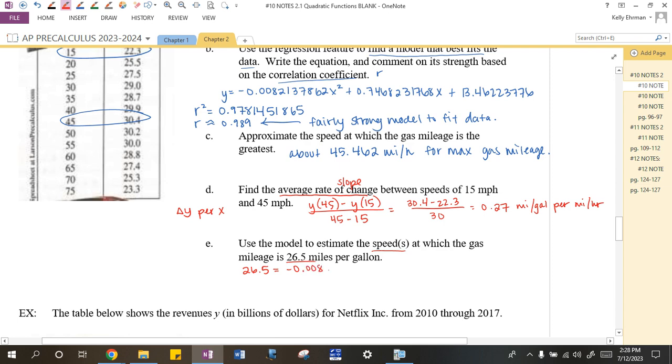Now here I might round or do something like this, just because I get kind of sick of writing the numbers. Or you could say like, y is about equal to 26.5 when x is about equal to. That would probably be fine. I'm probably going overboard here.